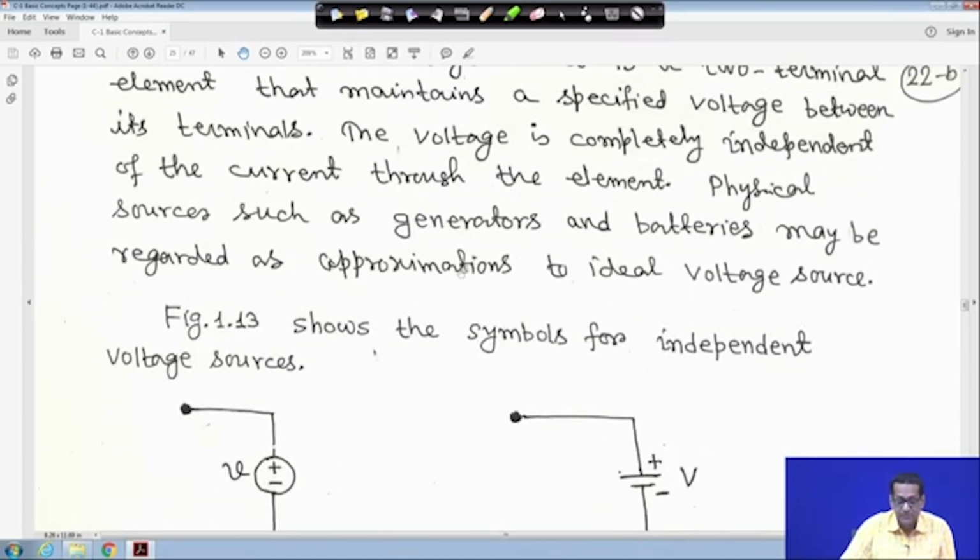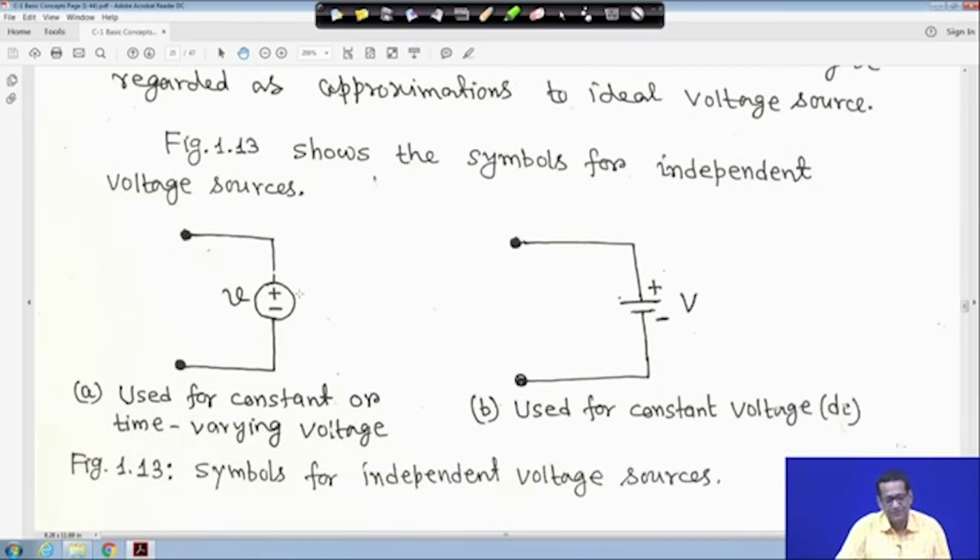Physical sources such as generators and batteries may be regarded as approximations to ideal voltage sources. So, generators and batteries can be regarded as ideal voltage sources, that way we will think. Now look at the symbol: here one circle is there with plus and minus. This can represent DC as well as time varying, right. So, either with plus minus, it can be regarded as a DC source or time varying.